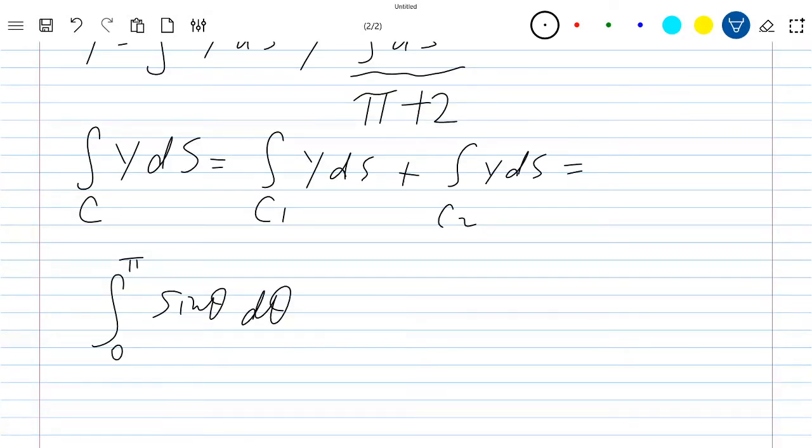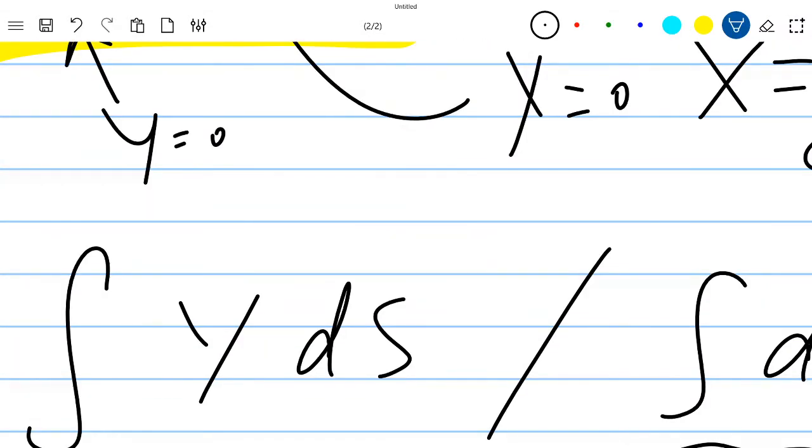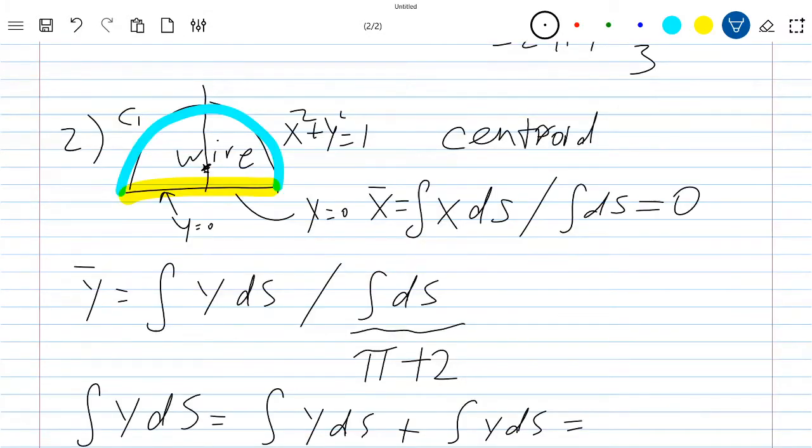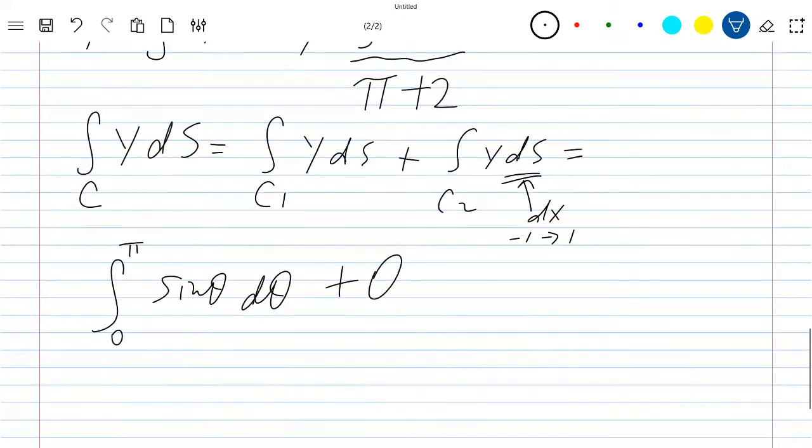How about the second one? Well, the second is particularly easy because y happens to be 0. So the second one is just 0. Although if you parameterize this, you have to say ds equals dx, and x goes from -1 to 1. But it doesn't matter, it's 0. So the integral is negative cosine theta from 0 to pi, and that's 2.